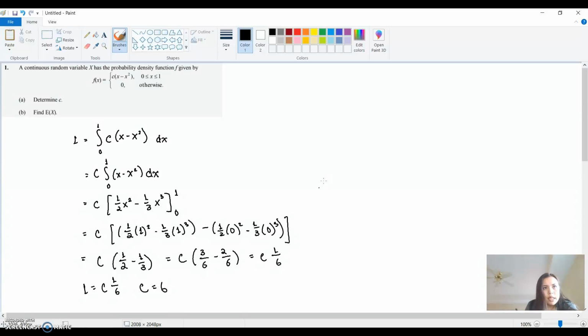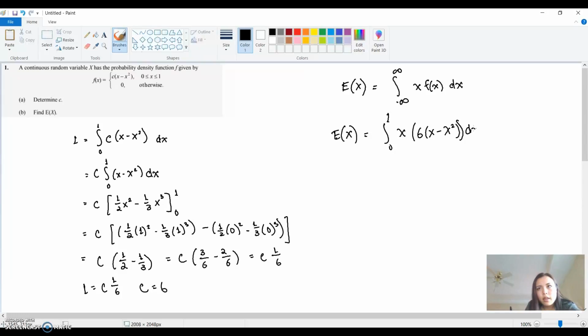That's part A. For part B, find the E of X. That's just the mean. Alright, so in our formula booklet, the mean of a continuous random variable is just from negative infinity to infinity, x f of x dx, okay? But because we do have a range, our actual mean would be 0 to 1, x times f of x, which is 6, right? See? x minus x squared dx.